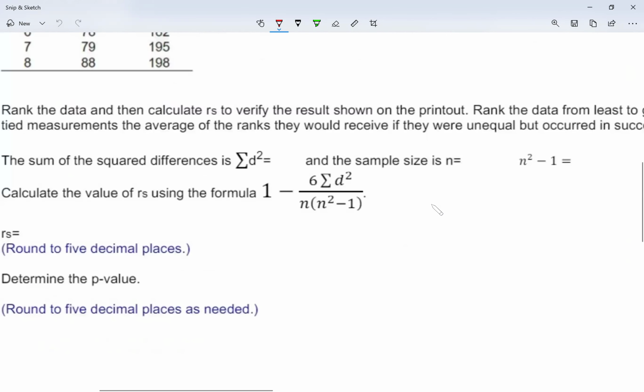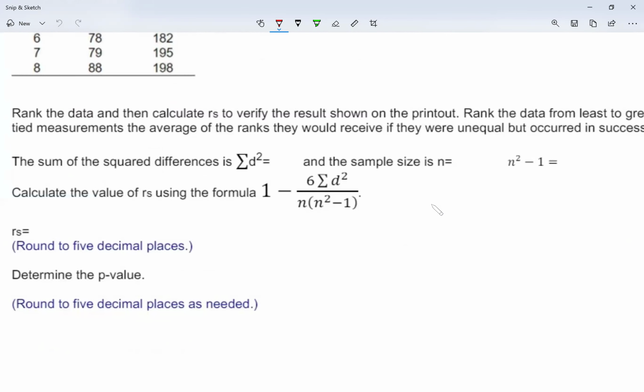Now for our notes, I'm going to ask you to find the sum of the squared differences, which is sigma d squared. We're going to find the sample size, which is n. And then I'm also going to find n squared minus 1, okay? Because then we're going to use that to calculate the value of r squared, or we'll call it rs. We're going to use the formula 1 minus 6 times sigma d squared over n times n squared minus 1.